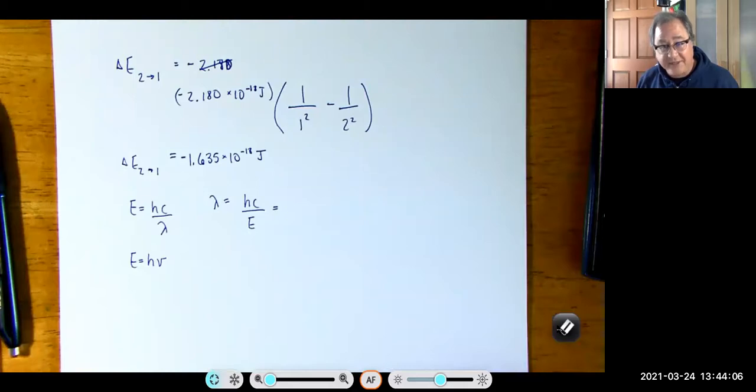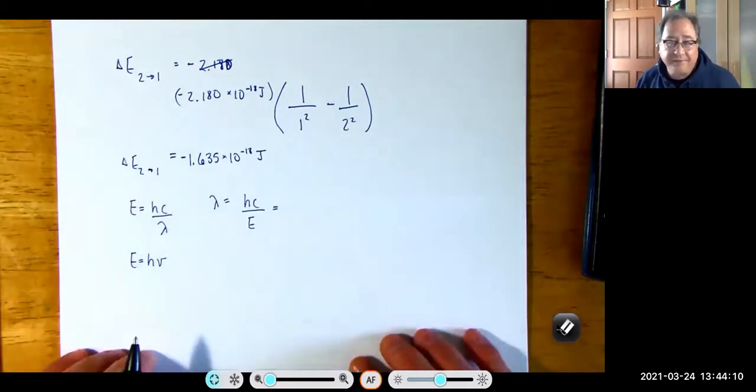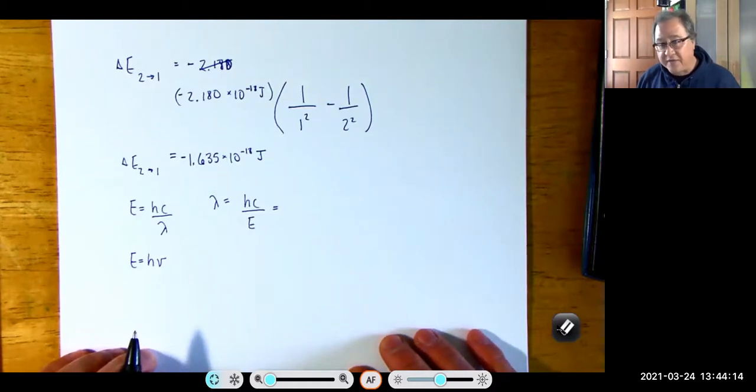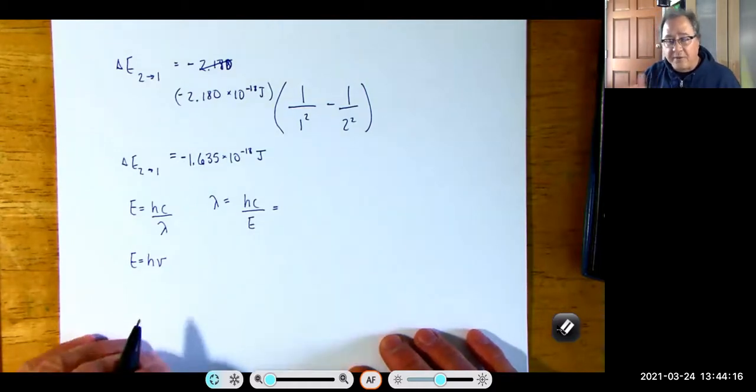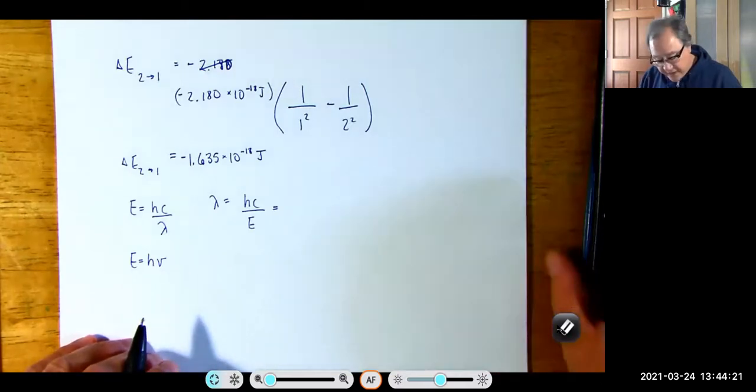Does that make any sense? Yeah. So I'm not bothered by having negative wavelengths. It's just like energy. There's no real such thing as negative or positive energy. It's just whether it's coming or going. Right. Okay, so let's calculate this value.